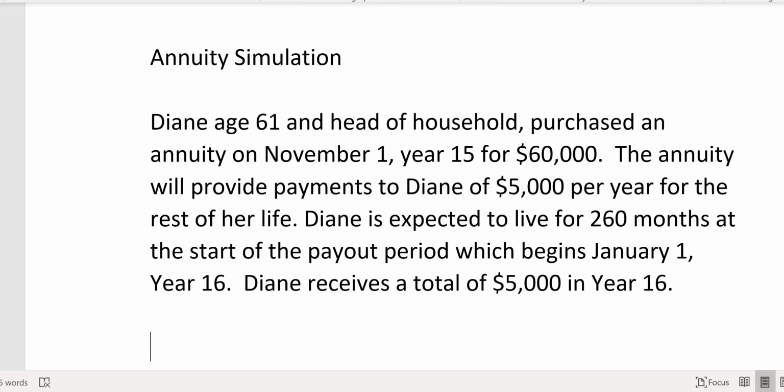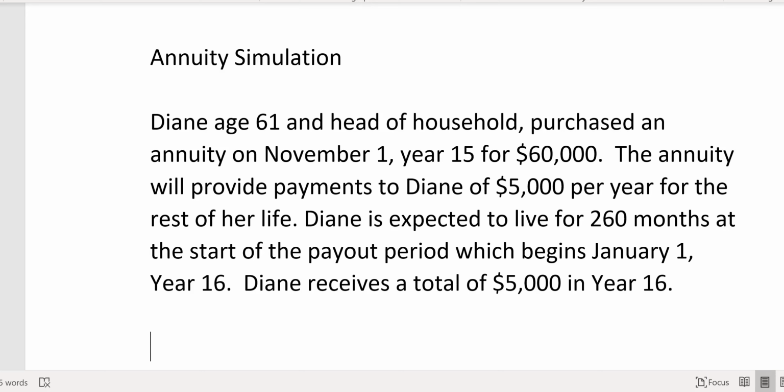An annuity is an investment that's going to pay you income. The annuity will provide payments to Diane of $5,000 per year for the rest of her life. Now that $5,000 is a payment, some of which will be considered taxable income and some of which will be considered a return of her own $60,000 investment. Diane is expected to live for 260 months at the start of the payout period, and the payout period begins January 1st, year 16, just a few months after she invests the $60,000. Diane receives a total of $5,000 in year 16.